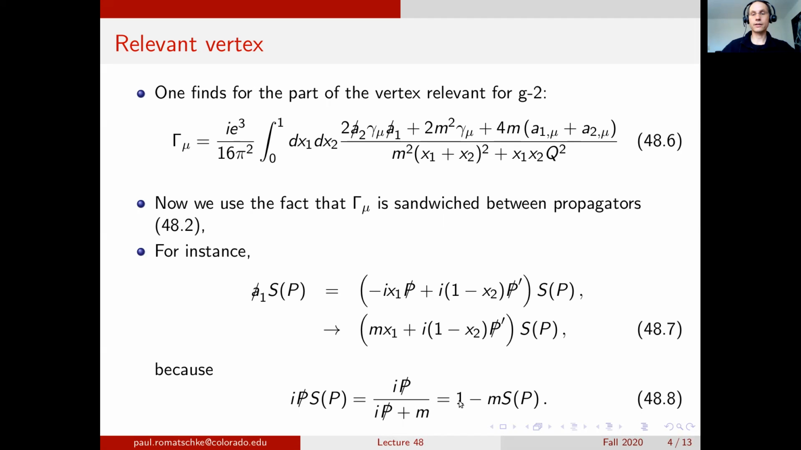The 1 here, since it does not contain the fermionic propagator anymore, will give a contribution that is something, but it's not a piece of the vertex. So this 1 here does not contribute to the vertex. This piece does, because it's of the same form. So effectively, we can replace i p slash by minus m. If we do this, then we find that a1 slash on S(p) is m x1 plus i (1 minus x2) p slash prime, S(p). The p slash prime is the momentum of the other fermion, and there clearly we cannot use the propagator here to simplify.